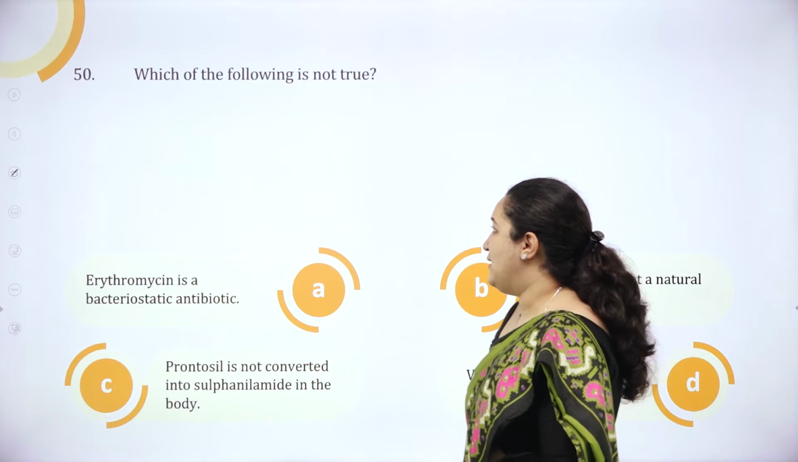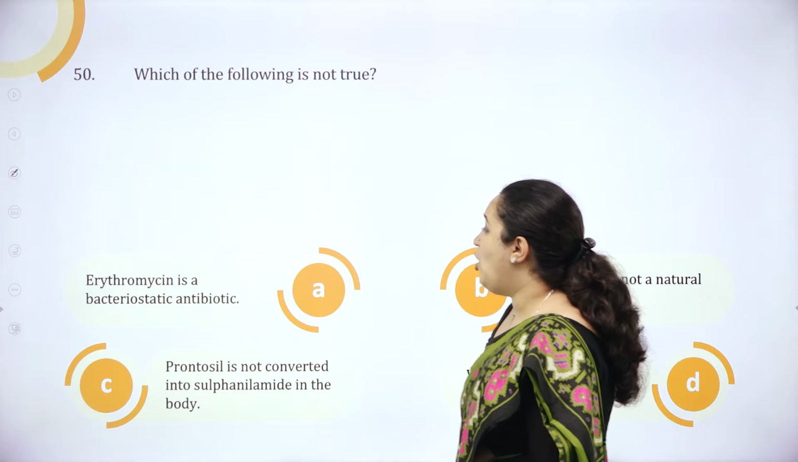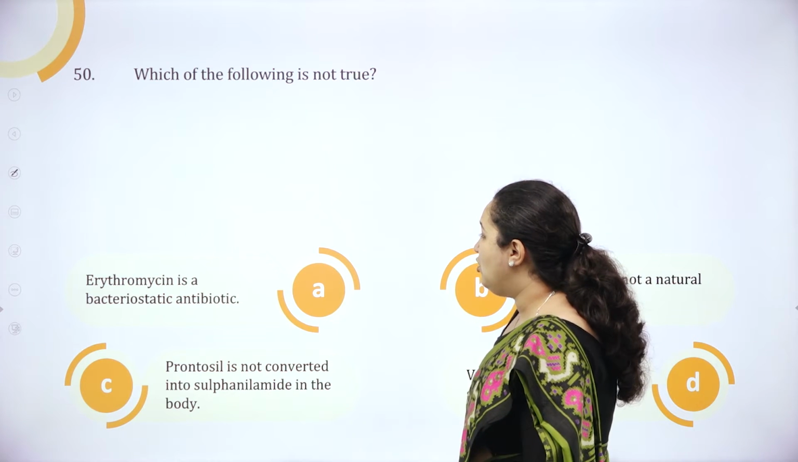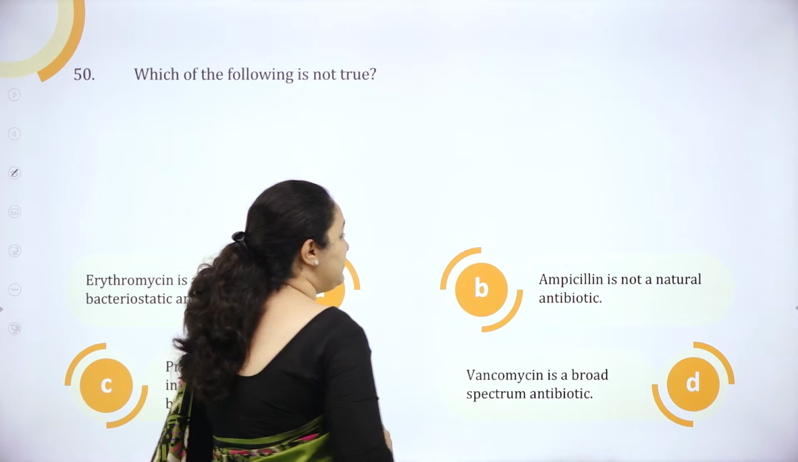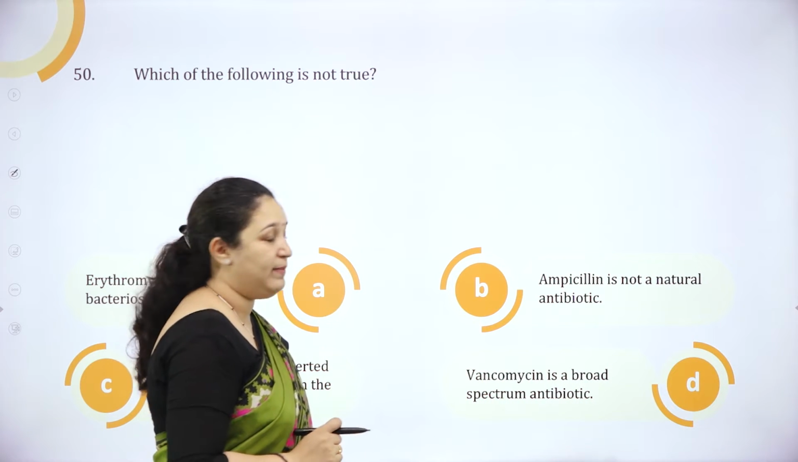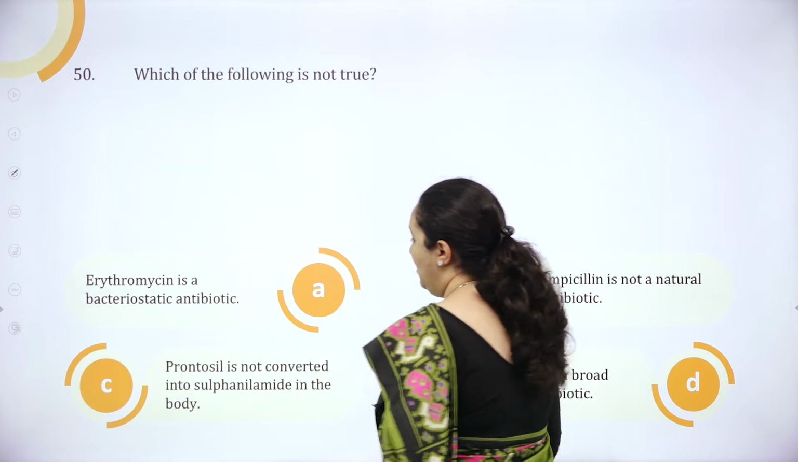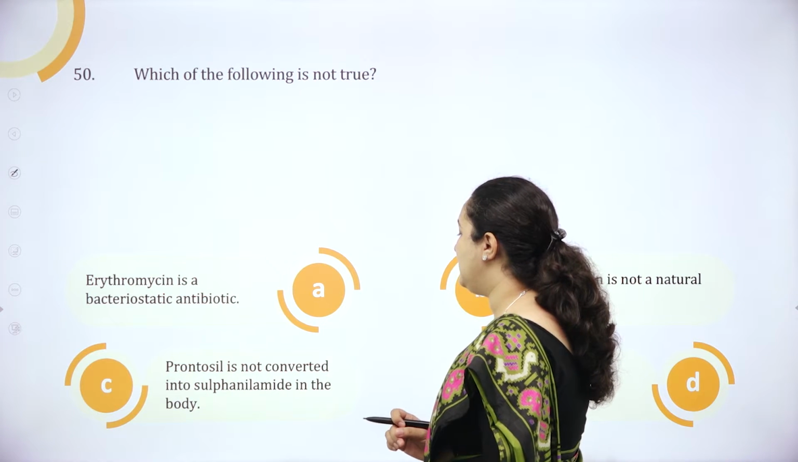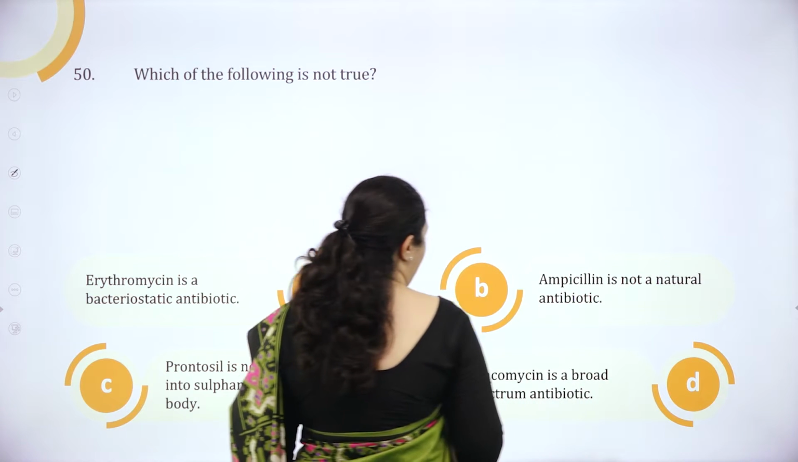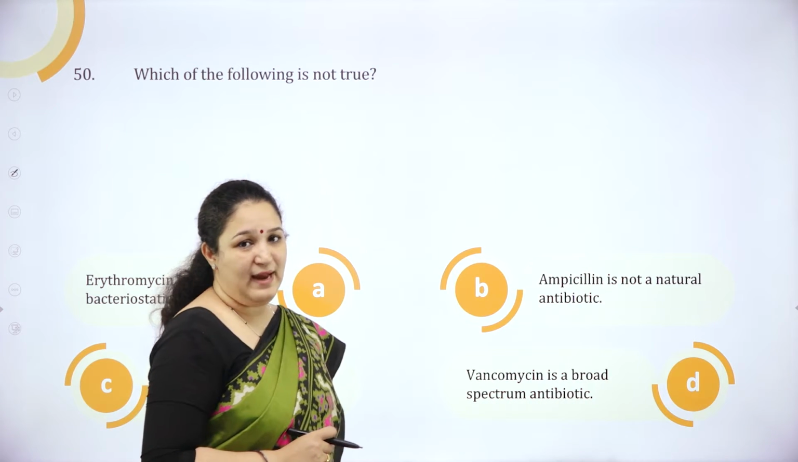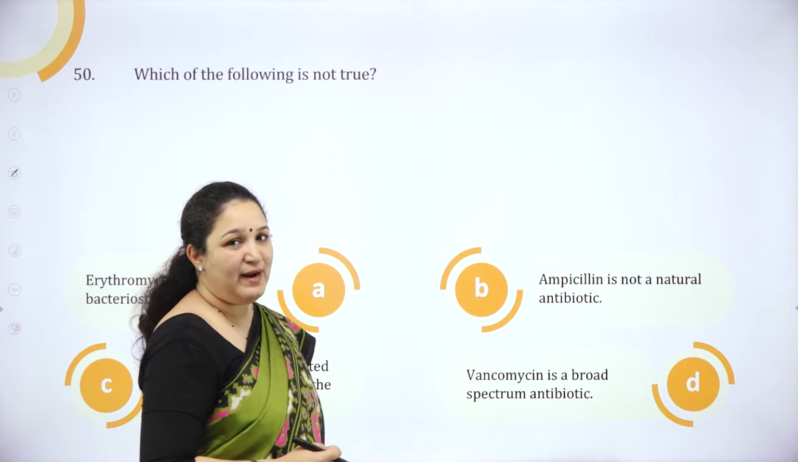Okay. Next question. Which of the following is not true? Erythromycin is a bacteriostatic antibiotic. Ampicillin is not a natural antibiotic. Option C, Prontosil is not converted into sulfanilamide in the body. Vancomycin is a broad spectrum antibiotic. So they have asked about antibiotics.